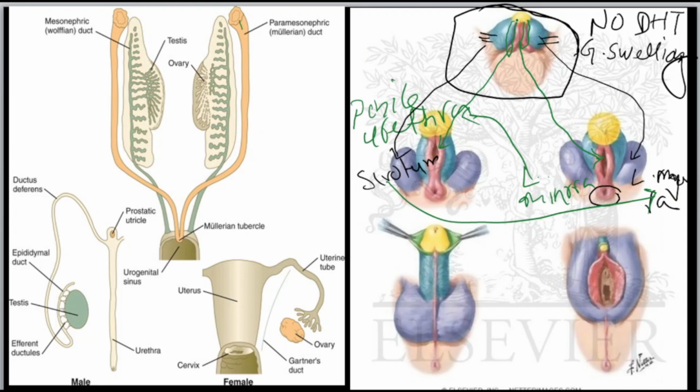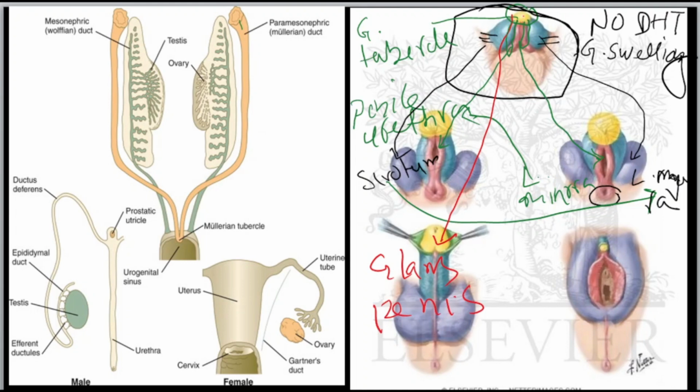Now this is the genital tubercle. This genital tubercle, in case of male, gives rise to formation of glans penis. In case of female, it gives rise to formation of clitoris. Okay, in case of female, it is clitoris. In case of male, it is glans penis. These are the homologous structures to each other.